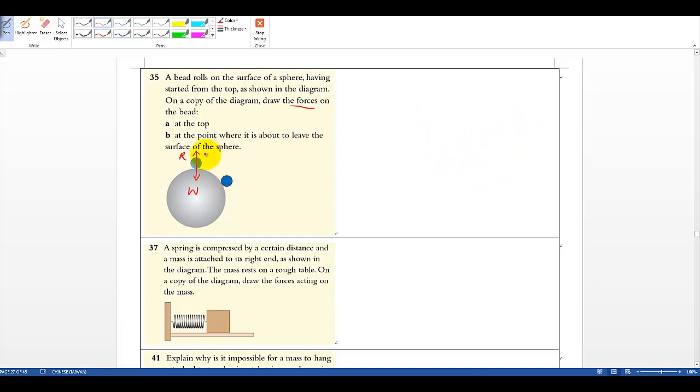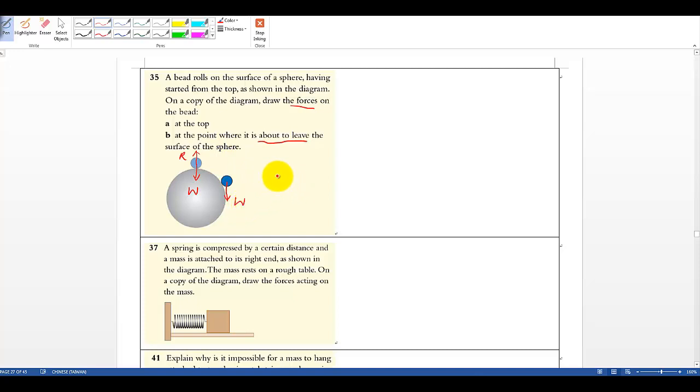Anyway, let's take a look at part B. The point where it's about to leave the surface of the sphere. You should still have the weight, but since it is about to leave the surface, there is no reaction force. Simply that. I think that is all.